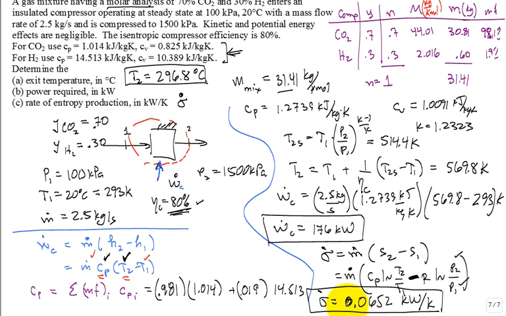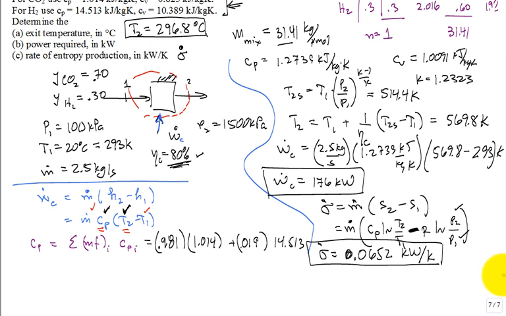Let me ask this question. What is the rate of exergy destruction in that compressor? T naught times sigma dot. You got it. So multiply. I didn't do it. I just asked that question. 298 times that. Okay.